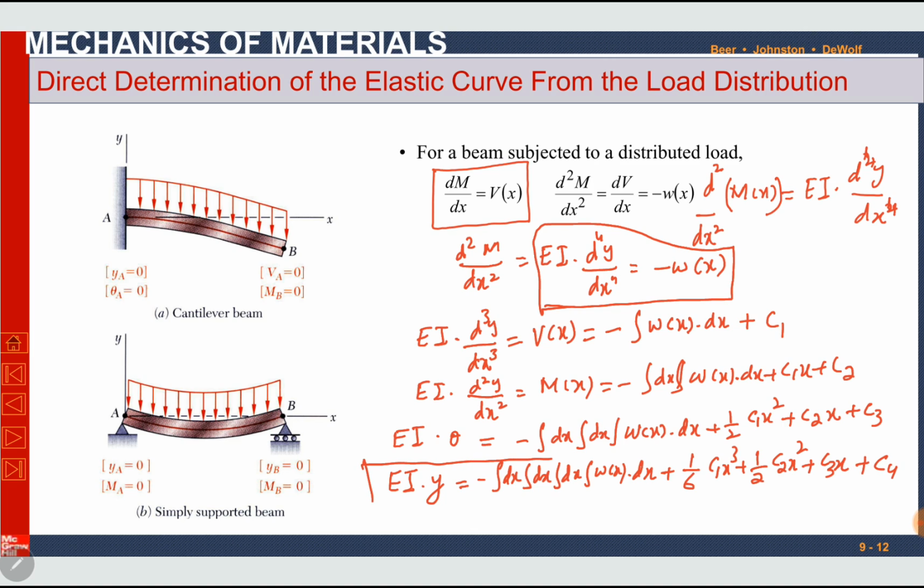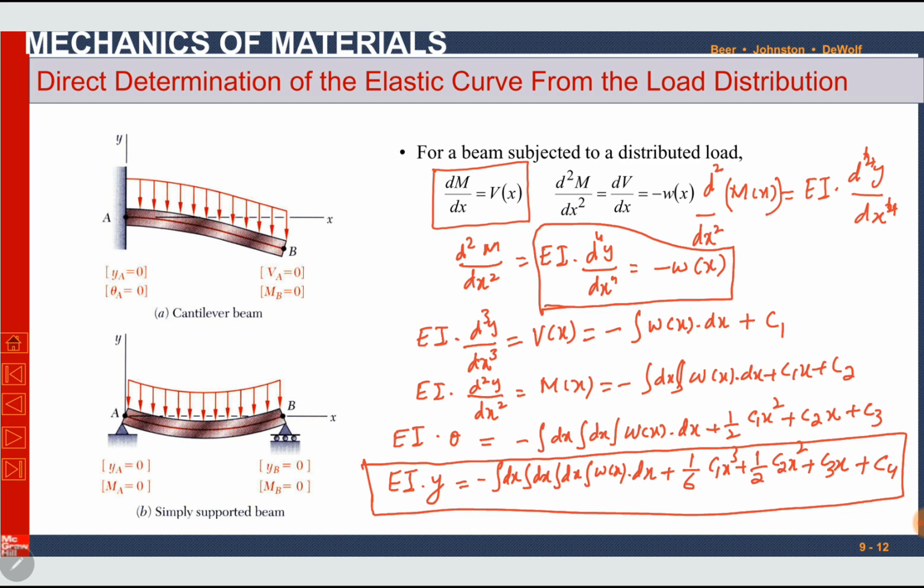This expression contains 4 unknown integration constants C1, C2, C3 and C4. These constants can be determined if we know at least 4 boundary conditions. Previously we had only 2 constants of integration C1 and C2, and we needed 2 boundary conditions in each case. Now we have 4 unknowns, so we need 4 boundary conditions.